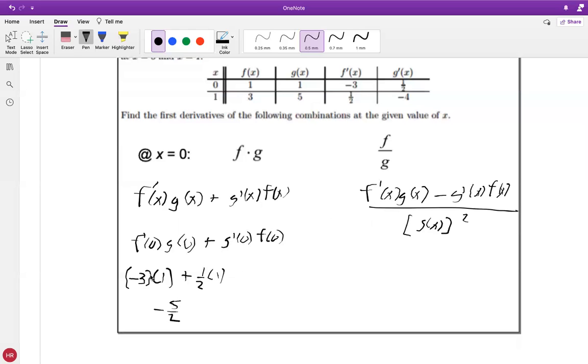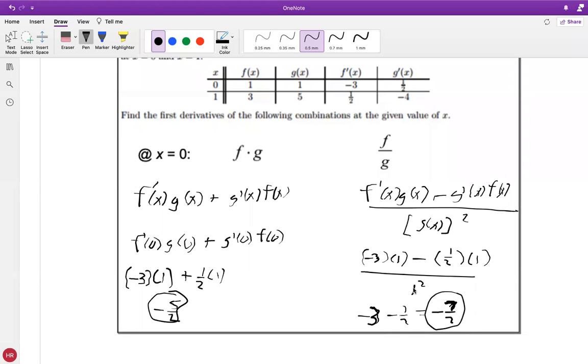So the top is going to look a lot like this because it's all the same things, f prime g and g prime f, but I've got to subtract instead. So it's -3 times 1 minus 1/2 times 1. The bottom is g of 0, which was 1, so 1 squared. That doesn't even matter on the bottom. So this is just -3 minus 1/2, which is -7/2. So I get -5/2 for this one, -7/2 for that one.